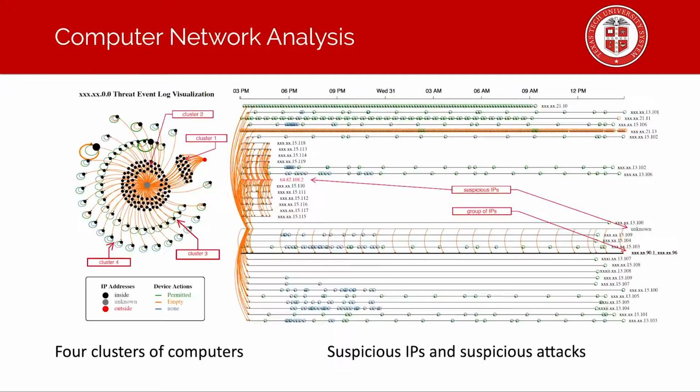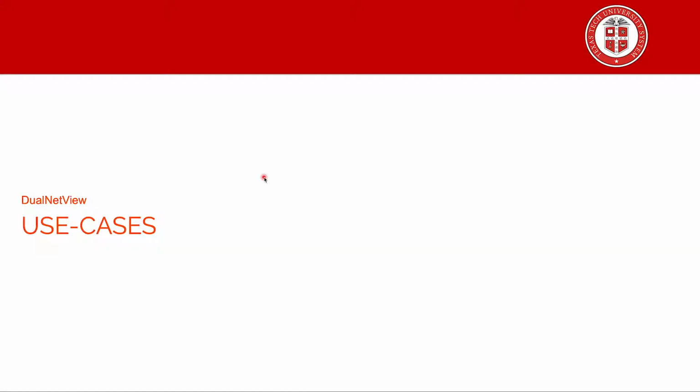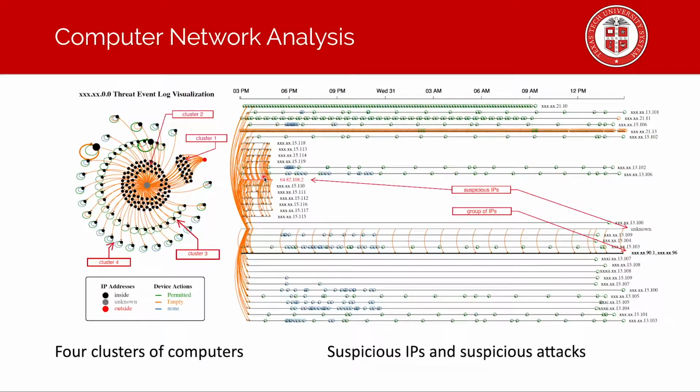Use cases. DualNetView's use cases. A natural application of network analysis is for analyzing computer networks. Therefore, we apply our solution to investigate a one-day network threat log from a subnetwork of an organization. This one-day snapshot contains 3,448 network communications among 157 unique devices inside a subnetwork. One IP is from outside, and the others are unknown sources.